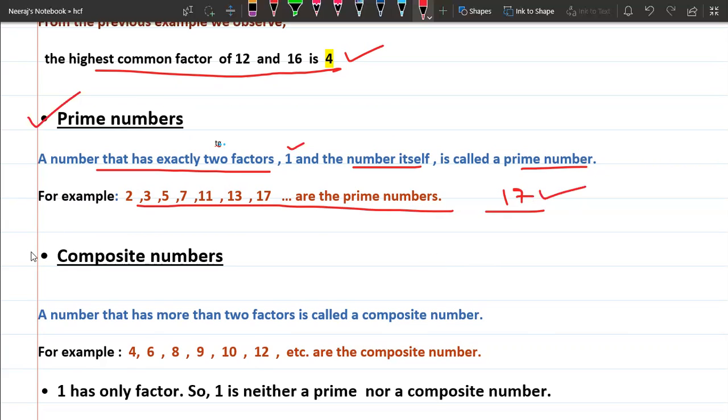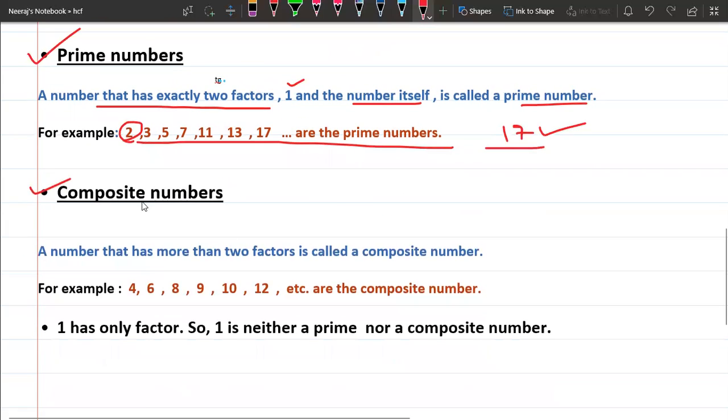Now let's move to the composite number. And always 2 is the smallest even prime number. Keep this in mind that 2 is the only even prime number. Composite numbers. What are composite numbers? It is the opposite of the prime numbers. Prime numbers have two factors, composite numbers have more than two factors, and it is called a composite number.